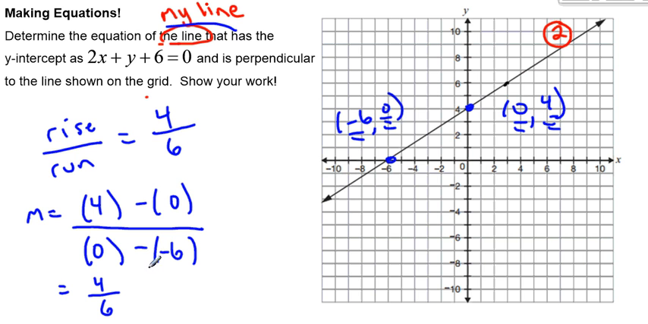Now, whichever method you use, of course, you always reduce your fractions. 4 over 6 reduces to 2 over 3. So the slope of this line is 2 over 3.